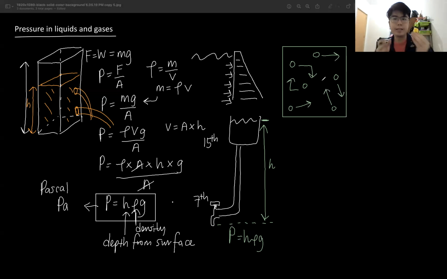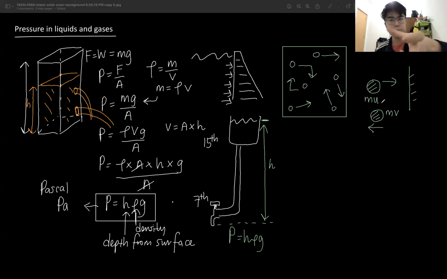When they strike the wall of the container, what happens? How do you explain it in physics? You have learned about momentum, right? Let's say one particle goes and strikes the wall. This particle has a certain momentum, mu. It has mass and velocity. It strikes the wall and bounces off. The mass doesn't change, but the velocity changes. There is a change in momentum.